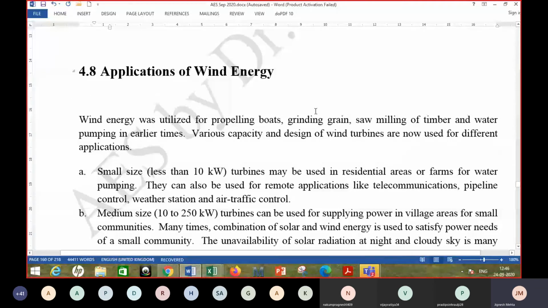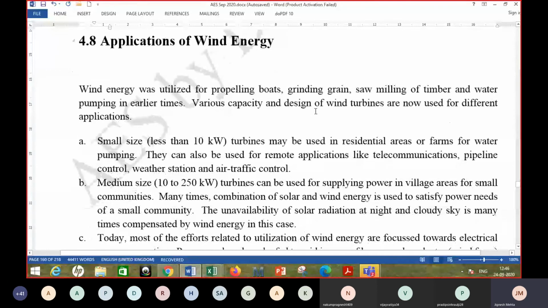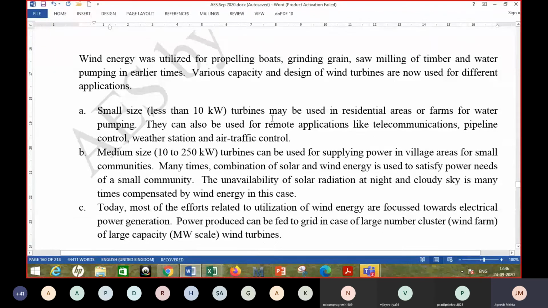Then the applications. Earlier, wind power was used only for propelling boats, grinding of grains, sawmilling of timber, and water pumping, etc. But now there are different applications of wind turbines. If it is a small size wind turbine, up to 10 kilowatt, then it may be used for telecommunication and pipeline control, weather stations, air traffic control, etc.